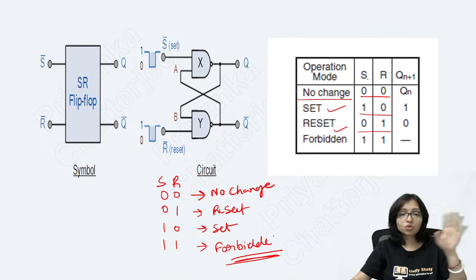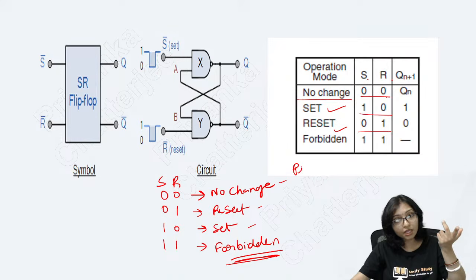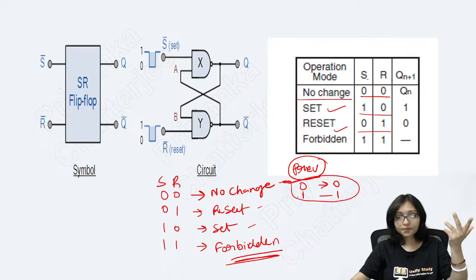Okay, in 1 1 it doesn't know the answer. So what is the meaning of no change, reset, set? Because it is depending on the previous state. If the previous state is 0, the next state will also be 0. If the previous state is 1, the next state will also be 1. That is the meaning of no change.